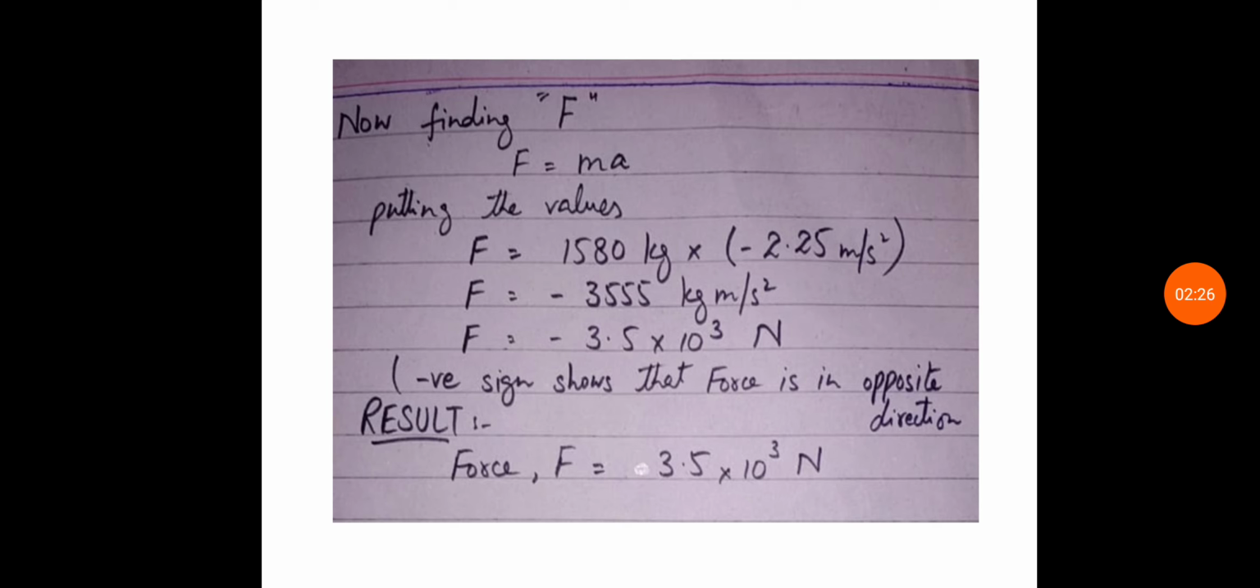Now with the help of this acceleration we find the force. Now F equals to ma. Putting the values, we get m is 1580 kilogram and a equals to, which we have found, minus 2.25 meter per second square, and by multiplying these two values we get 3555 kilogram meter per second square. And to arrange it in the standard form, we get 3.5 into 10 raised to power 3 Newton. Negative sign shows that force is in opposite direction. So our result will be force equals to 3.5 into 10 raised to power 3 Newton.